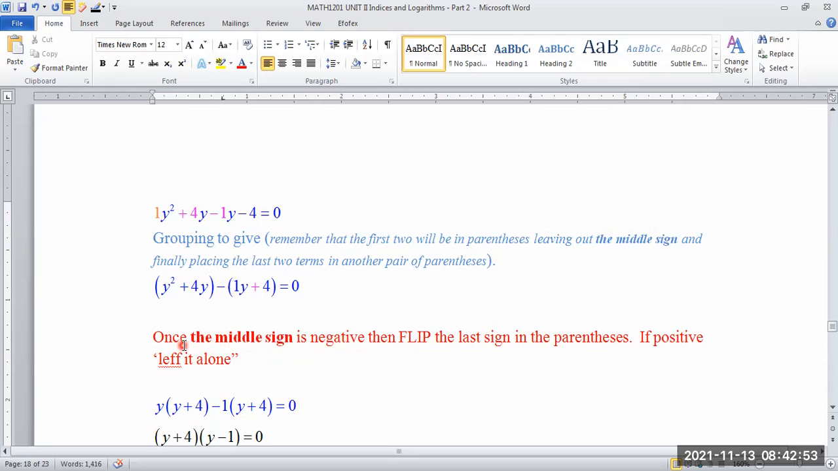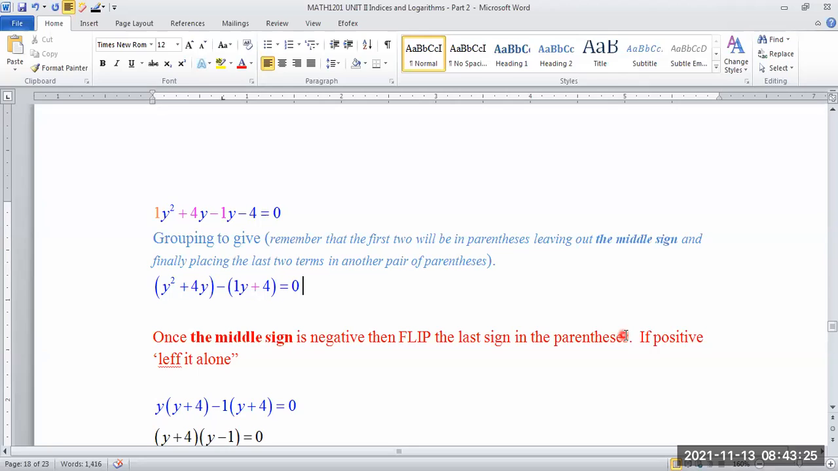So that the middle sign is consistent across. So once the middle sign is negative, like the one here, then flip the last sign in the parentheses. See here, the last sign in the parentheses, again, flip it. What do I mean by flip? If it is positive, you turn it to negative. If it's negative, turn it to positive. Again, flip the sign.